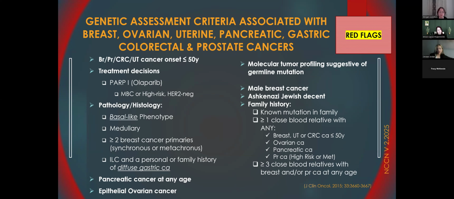So family history of either breast, uterine, or colorectal cancer before the age of 50, or any of these three are standalone: ovarian, pancreatic, or high risk for metastatic prostate cancer. And then finally, we have on this slide where if we have greater than 3 close relatives with either breast or prostate cancer at any age, then we offer testing.